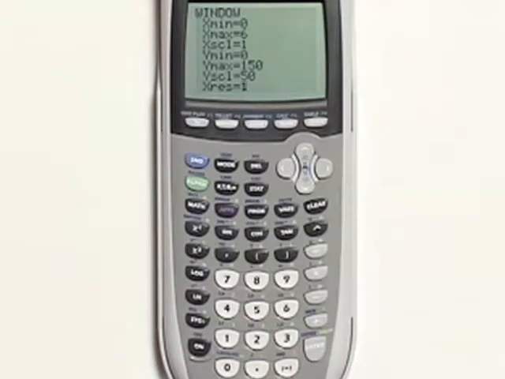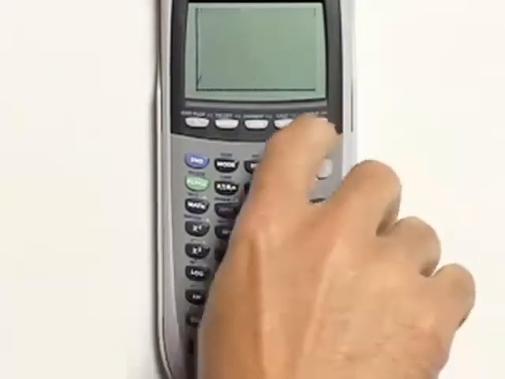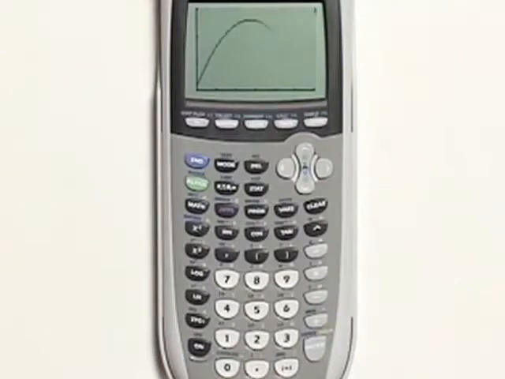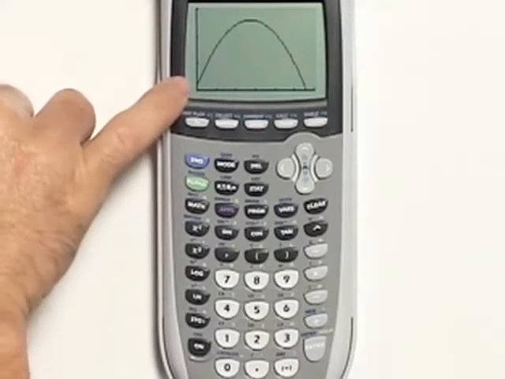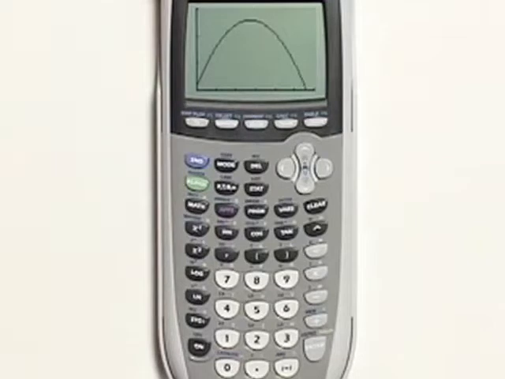Now we can graph this, so press the graph key. You'll see it's a parabola that opens down. Notice that it's starting up along the y-axis, and that makes sense because we are starting at a height of 8. It does intersect the x-axis way over to the right. So now let's go to part B of this problem.